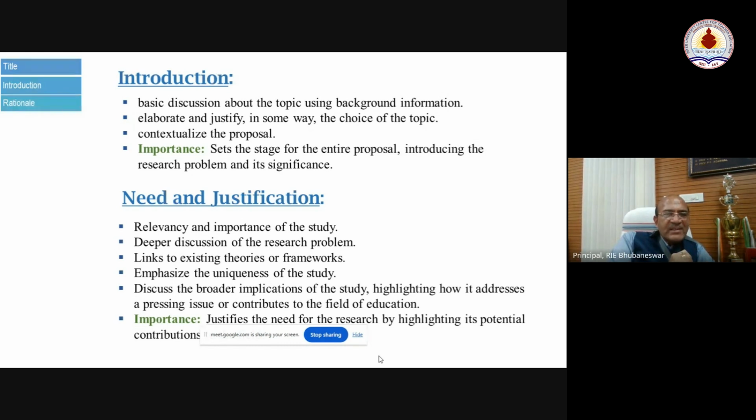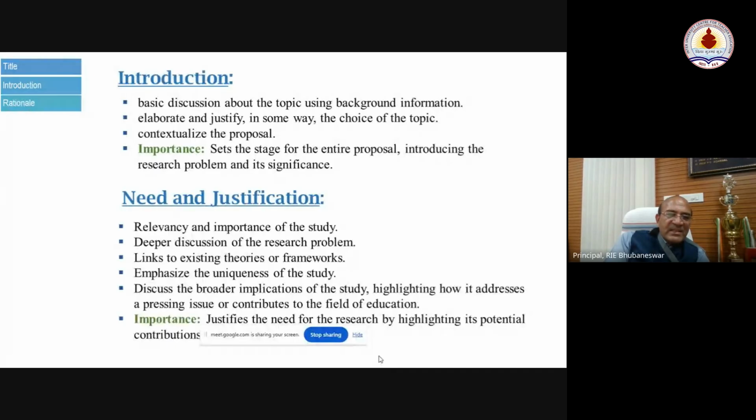Then need and justification. Again, in need and justification, I am not going to invest my time and money in an irrelevant study. So I have to establish the relevance and importance of the study. Then there should be a deeper discussion of the research problem, because I want the outcome to inform and be responsive for research and for policymakers. So a deeper discussion is required. Links to existing theories or frameworks. What existing theories are there?